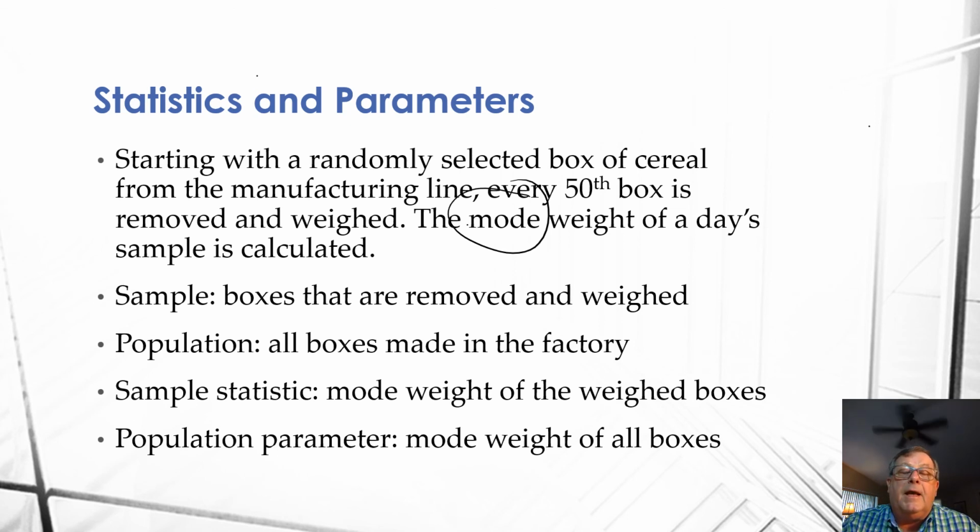And again, you can see why we need to use samples. Depending on how many boxes of cereal are coming off this production line in this manufacturing plant, if you're trying to weigh every one of them, that could be quite a bit. If we're weighing every 50th box, we're getting some idea of what the mode weight is, and they're trying to keep it within a certain range, which is measures of variance, which we'll be talking about a little bit later.